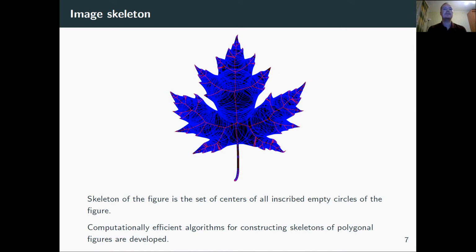Since we are dealing with inscribed circles, the concept of a skeleton naturally arises. The skeleton is the set of centers of all circles inscribed in the figure. If I take a simple polygon as a shape model, then the skeleton of such a figure will be a geometric graph with edges formed by continuous lines. This format is very convenient for analysis. You can analytically calculate distances, tangents, curvatures, and so on.